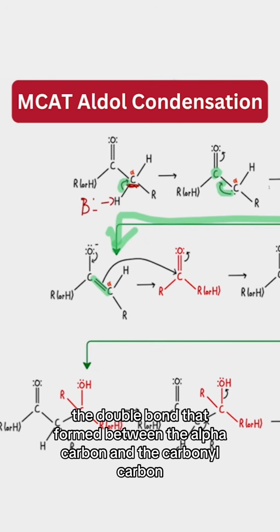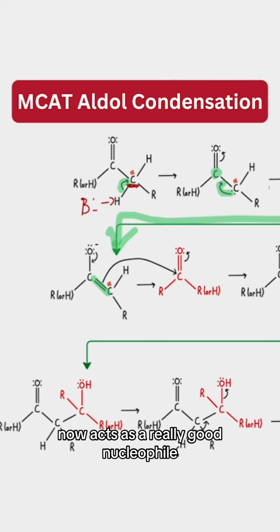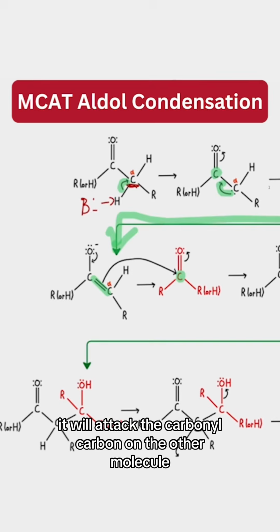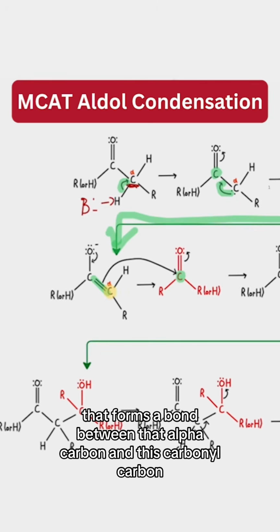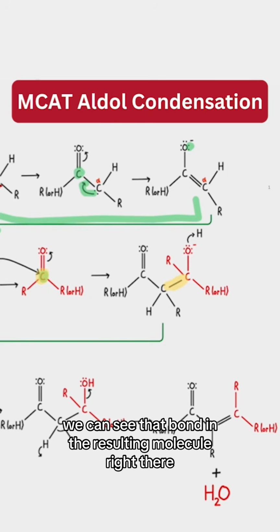The double bond that formed between the alpha carbon and the carbonyl carbon now acts as a really good nucleophile. It will attack the carbonyl carbon on the other molecule because carbonyl carbons are good electrophiles. That forms a bond between that alpha carbon and this carbonyl carbon. We can see that bond in the resulting molecule right there.